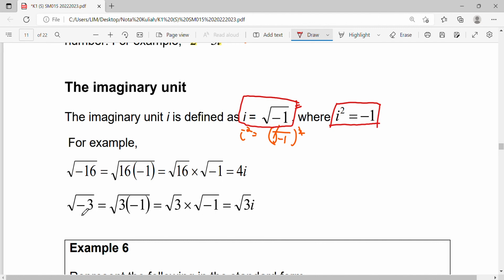Another example, you can see the square root of negative 3. It will be the square root of 3 times the square root of negative 1. So the square root of negative 1 is i. The square root of 3 is an irrational number. We cannot simplify anymore, so we don't present it in decimal. We present it as square root of 3, with i beside it. The imaginary unit is beside it.